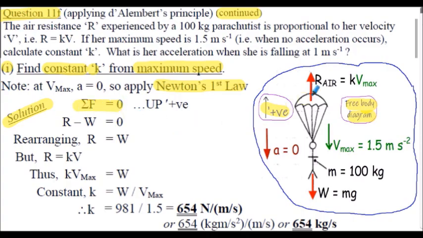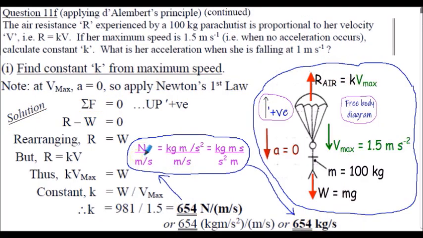And the forces applied for this constant velocity situation are the weight force acting down and the air resistance which acts up. We know in this case the air resistance is equal to K multiplied by the maximum velocity. That allows us to find the constant value. I've calculated in terms of newtons per meter per second here, but that does convert to kilograms per second. The answer is stated in kilograms per second in the question.